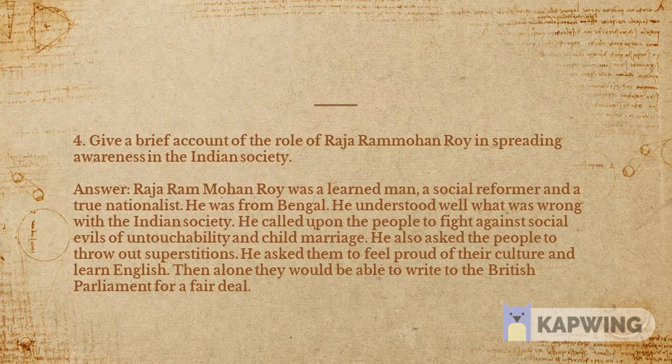Now, give a brief account of the role of Raja Ram Mohan Roy in spreading awareness in Indian society. So, Raja Ram Mohan Roy was a learned man, a social reformer and a true nationalist. He was from Bengal. He understood well what was wrong with Indian society. He called upon the people to fight against the social evils of untouchability and child marriage. He also asked the people to throw away superstitions. He asked them to feel proud of their culture and learn English. Then alone they would be able to write to the British Parliament for a fair deal.